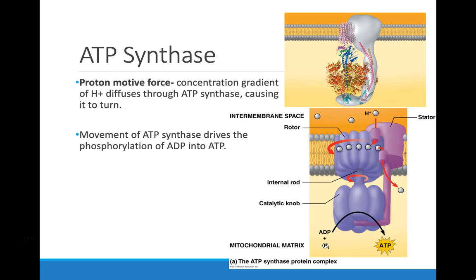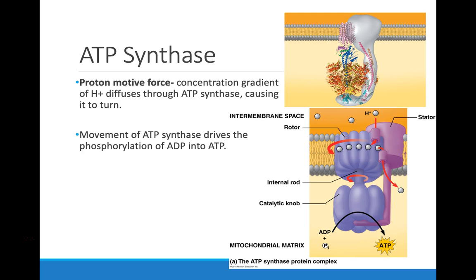Finally, we get to ATP synthesis. In this step, ATP is produced by something called oxidative phosphorylation. Oxidative meaning an oxidation reaction. The transfer of electrons is used to phosphorylate ATP. Remember our ATP cycle, where you can produce ATP by adding a phosphate to ADP. And so that's what we're going to do here.